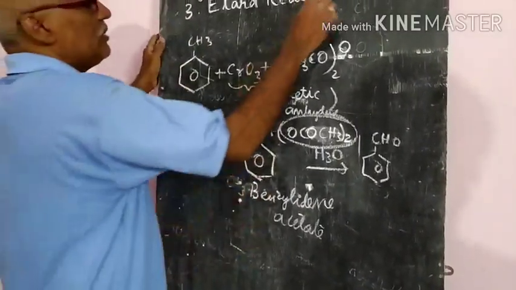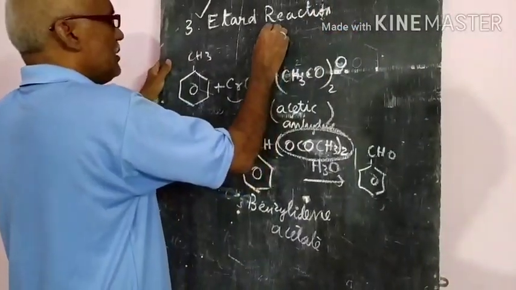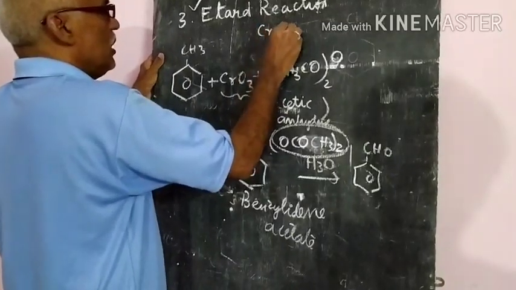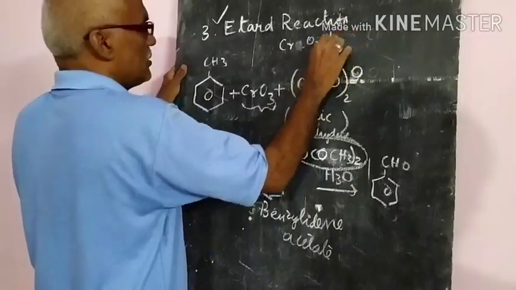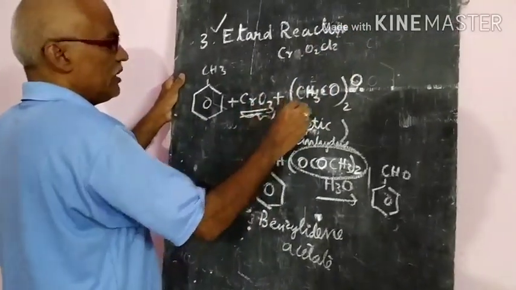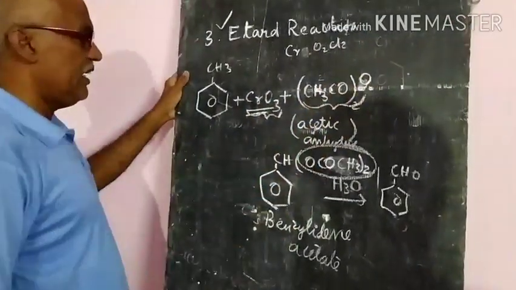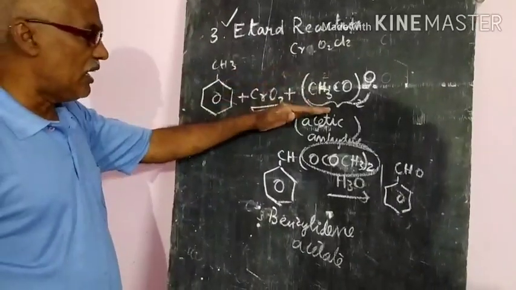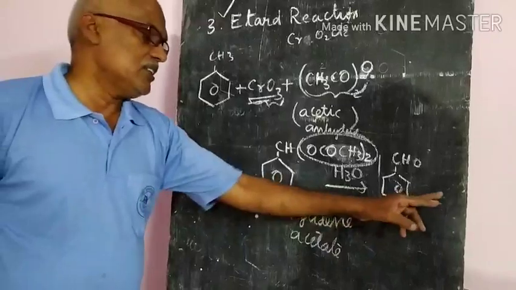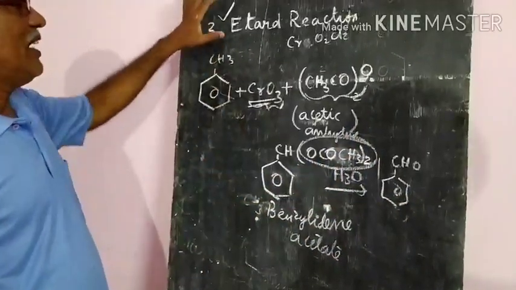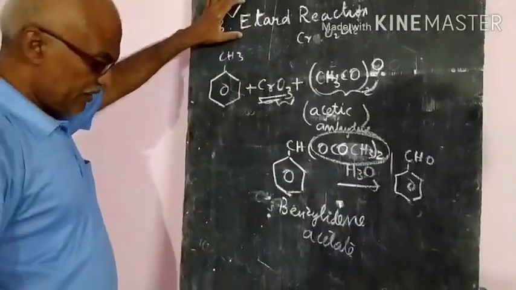In the Etard reaction, three things are there. In the presence of, that is what you have to write down, CrO2Cl2, that is chromyl chloride, and chromic oxide in the presence of acetic anhydride. So these two will control the formation of acid. Further hydrolysis will be controlled. So this reaction we are calling the Etard reaction.